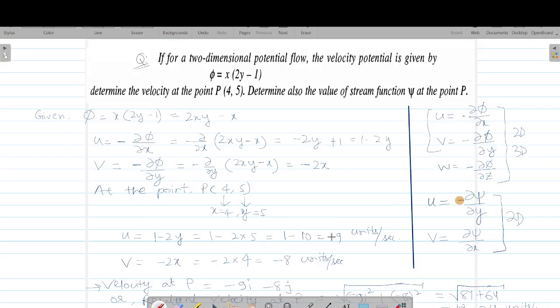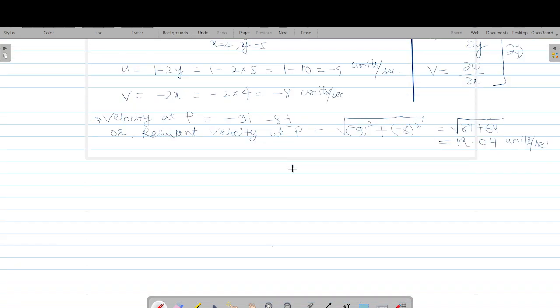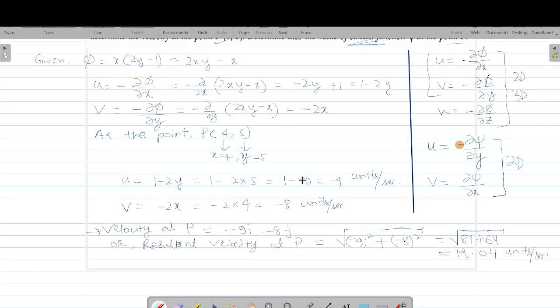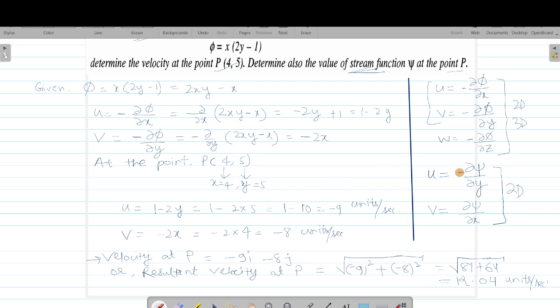So we have already found the velocity at the point, and now we need to determine the value of the stream function at the point. Before finding the value of the stream function at point P, we need to find the equation of the stream function. So let's check how we can get the equation for the stream function. You have already figured out the value of u and v, right? So as you already have the values of u and v, by using these two equations, you can figure out the value of the stream function.